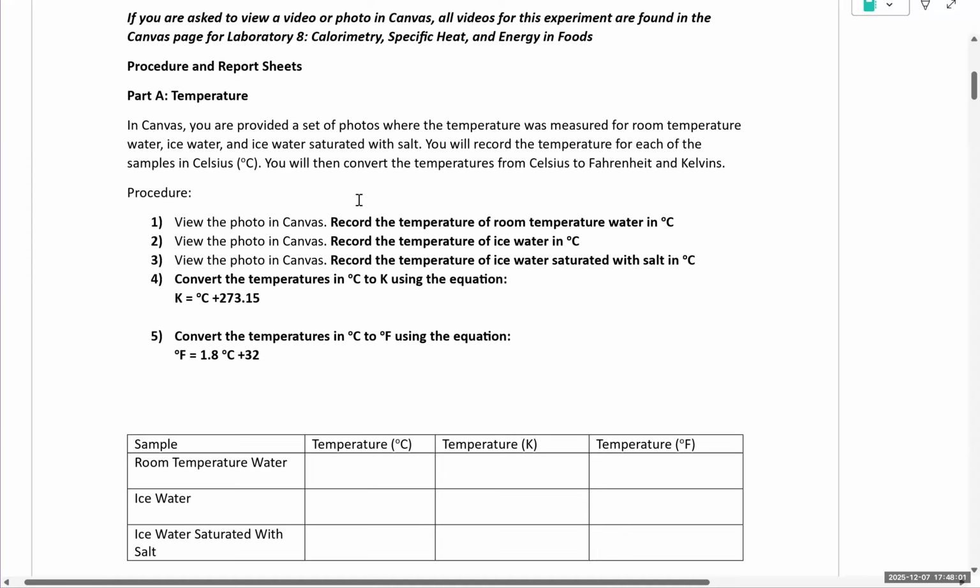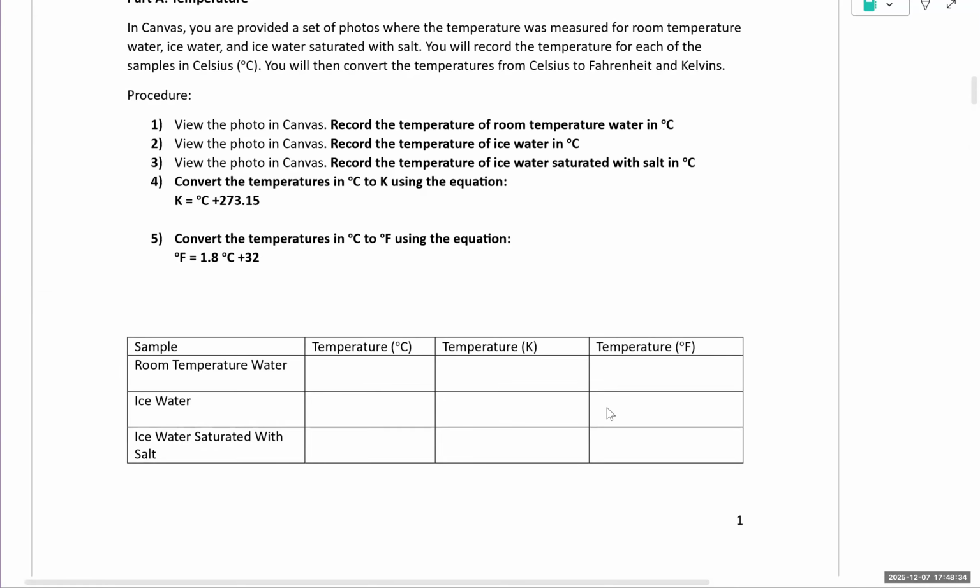So here's the procedure. We're going to view the photo in Canvas. We'll record the temperature of the room temperature water in Celsius. We're going to view the photo in Canvas. We'll record the temperature of the ice water in Celsius. And then we're going to view the third photo and record the temperature of the ice water saturated with salt. Once we have all of these measurements taken in Celsius, we'll convert the temperatures in Celsius to Kelvin using the following equation. And then we'll convert the temperatures in Celsius to Fahrenheit using the following equation.